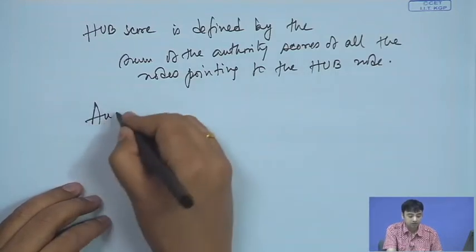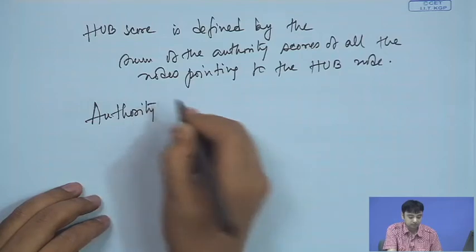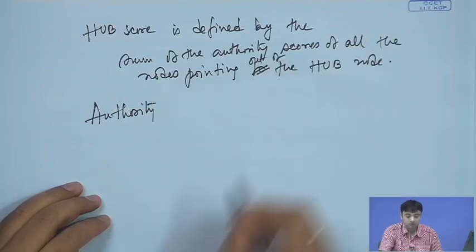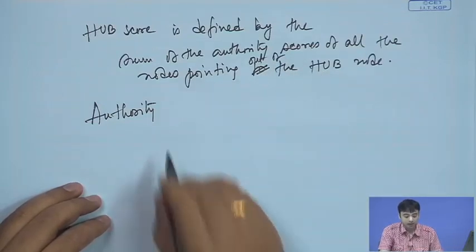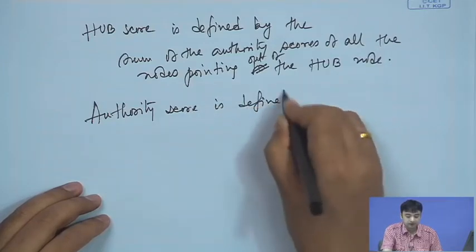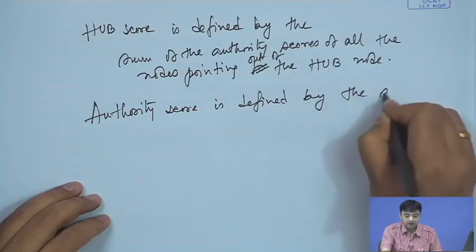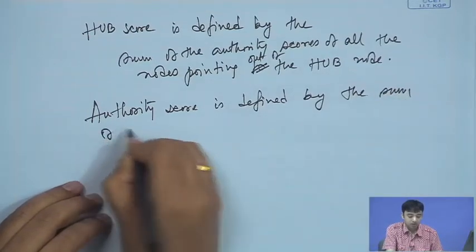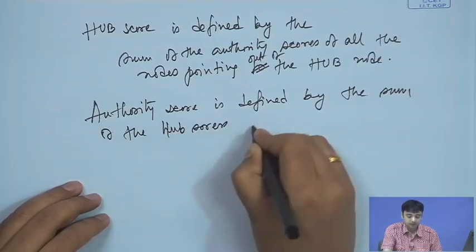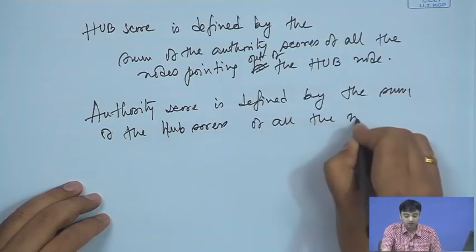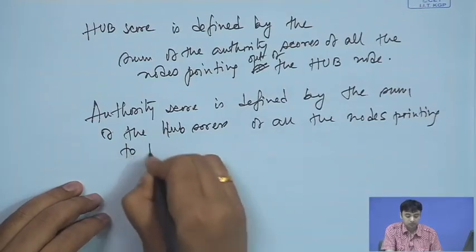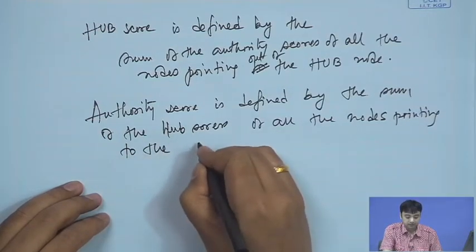Similarly, the authority score, we will see an example, pointing out of the hub node. Authority score is defined by the sum of the hub scores of all the nodes pointing to the authority node.